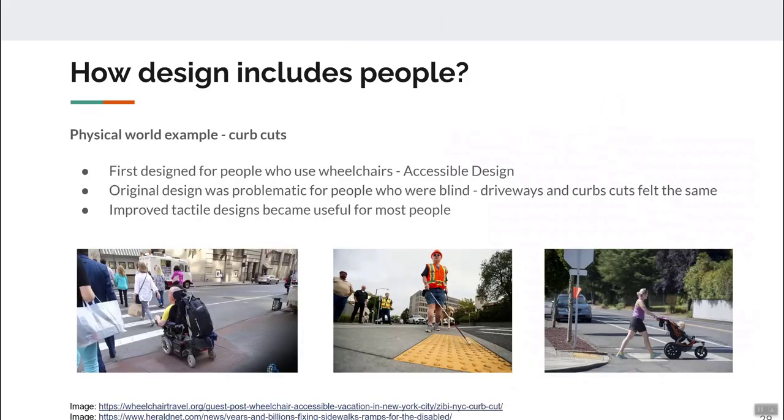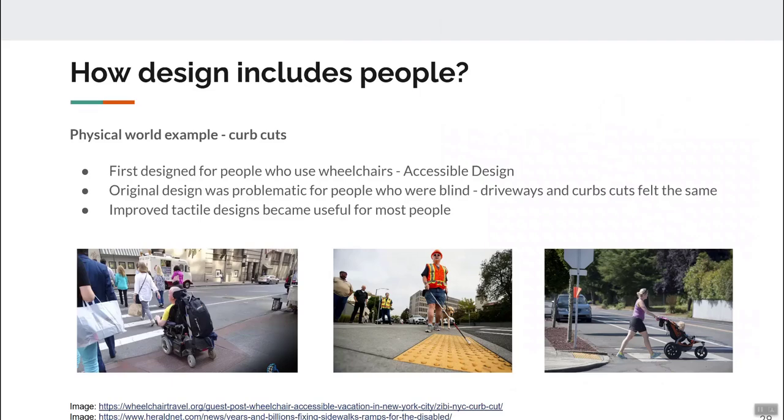And then there's physical world examples out there that were designed for particular disabilities, but then became so popular and useful for everybody. Curb cuts are one of those. The first design was made for people who use wheelchairs, so we think back about what accessible design is. It was something that is built with a particular disability in mind.